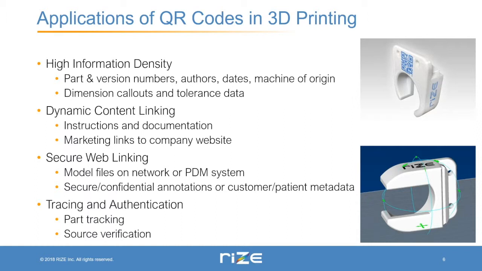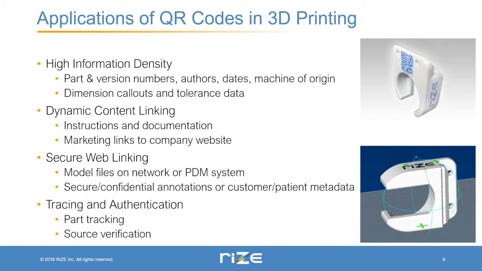So some of the things we mentioned previously, part numbers, version numbers, authors, dates, machine of origin, all of these can be applied using a QR code instead of putting text all over the surface of a part, and this can reduce the amount of real estate required to store that information on the surface of your part. Some other things that you can use this for include dimension callouts and tolerance data.